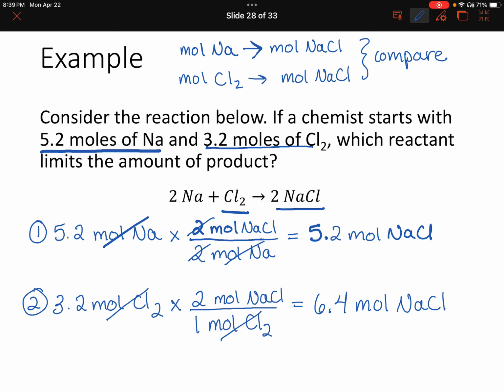All right, so now we're going to compare the amounts for each product and which one gives us the smaller amount. Sodium. Okay, so we get that sodium is going to run out first. So this tells us that since the amount of sodium we're given produces a smaller amount of product, that means it's going to run out first. So sodium is the limiting reactant.